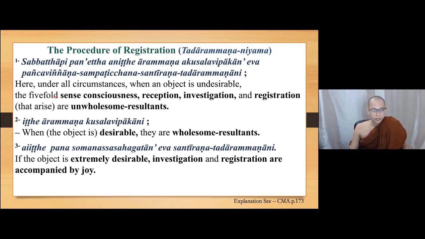So here you can see the other two types of five-fold sense consciousness, Dvipanjavijnana, they are accompanied only by equanimity, and the other two types by painful and pleasant feeling. There's no joyful consciousness among the five-fold sense consciousness. That's why even if the object is extremely desirable, it cannot be accompanied by joy.